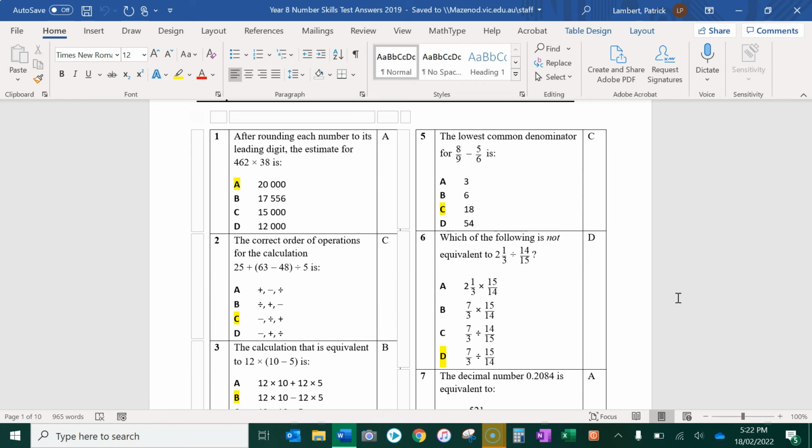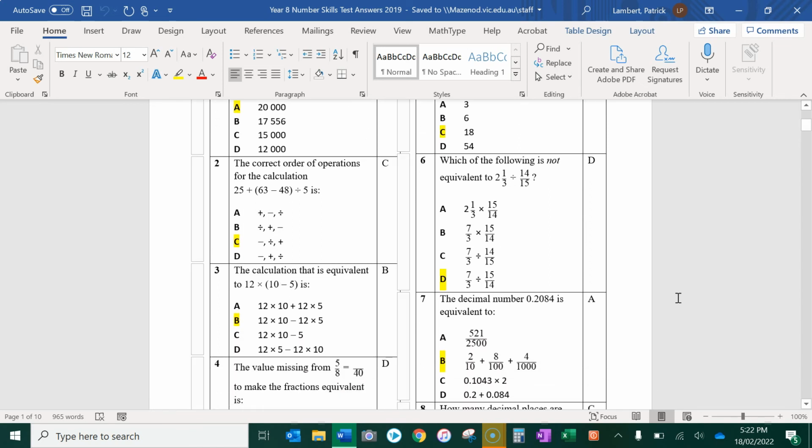38 will be rounded off to 40, so that's 40 times 500, which would be 20,000 approximately. Correct order of operations here, question 2: bracket first, so that's going to be subtraction, then division, and then addition will be last.